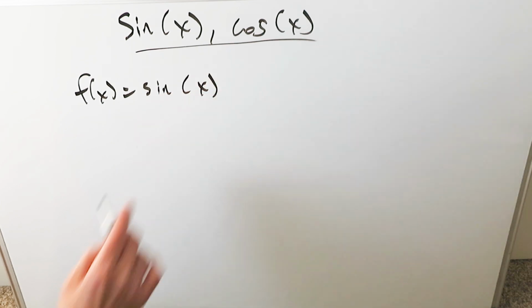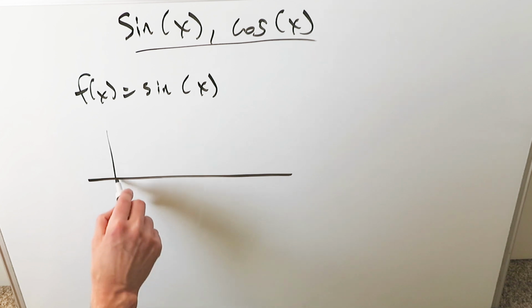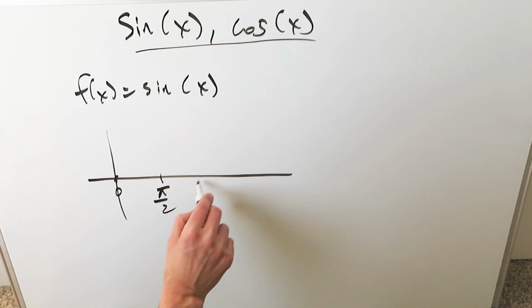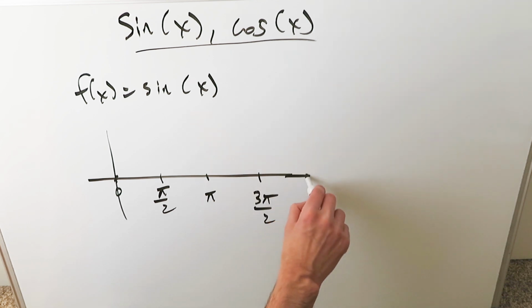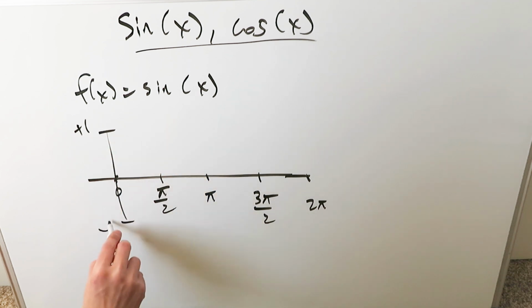If I were to draw it out, you know the sine curve, it's not hard. We can go here by, let's say, 0. I have here a pi over 2, a pi, and a 3 pi over 2. Lastly, we close it out with a 2 pi. I have a positive 1, I have here a minus 1.